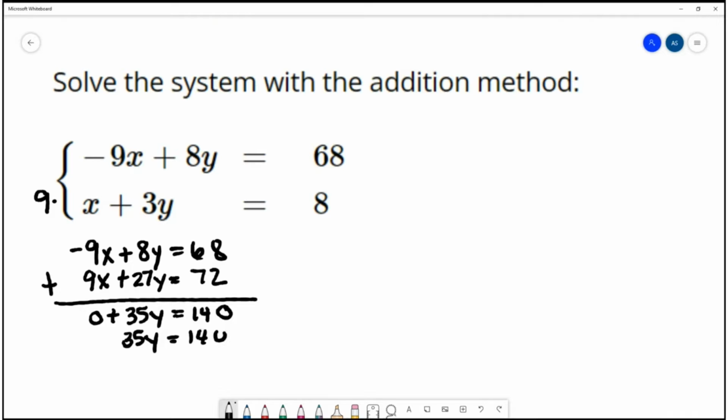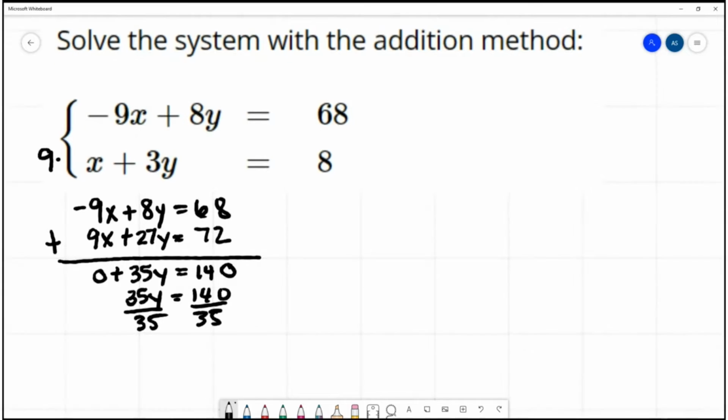35y equals 140. We'll divide both sides by 35. And 140 divided by 35 is 4. So we have y equals 4. That gives us the y coordinate of our solution. The solution is going to be an ordered pair. And now we need to find the x-coordinate.